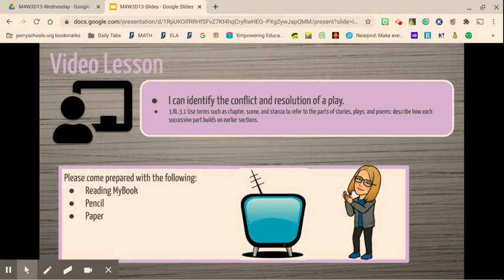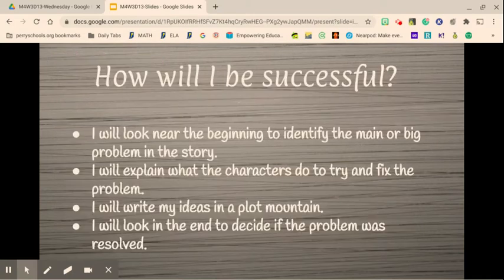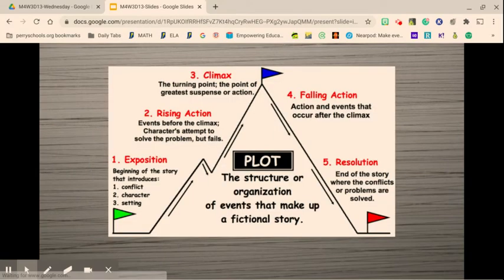So our goal for today is to identify the conflict and resolution of a play. You will be successful when you can look near the beginning to identify the main or big problem in the story. You will also explain what the characters do to try and fix the problem. We're going to be writing our ideas in a plot mountain, and then we will look at the end to decide if the problem was resolved.